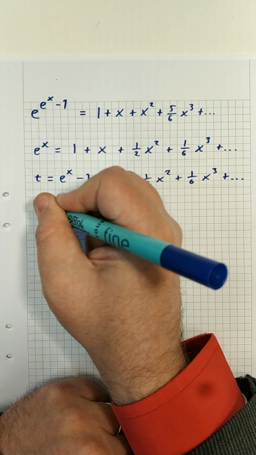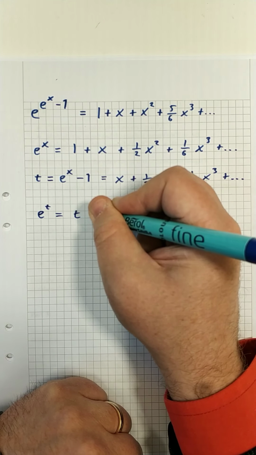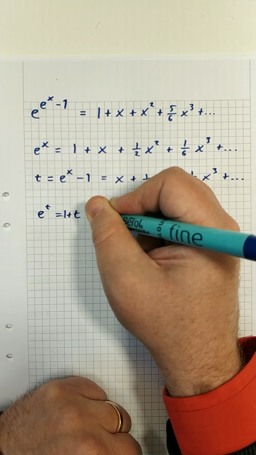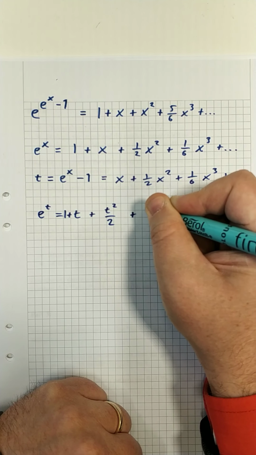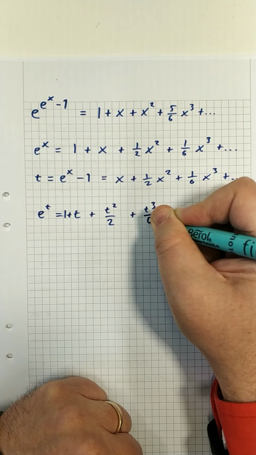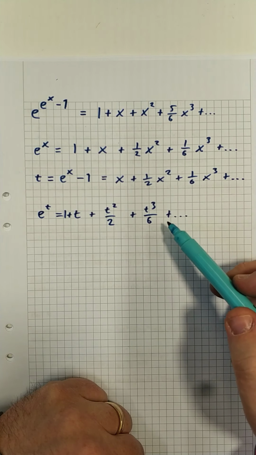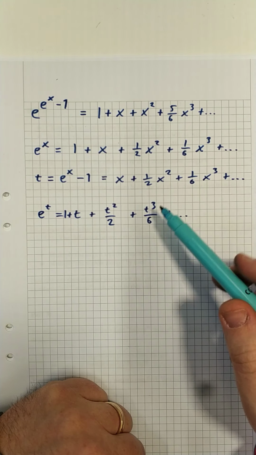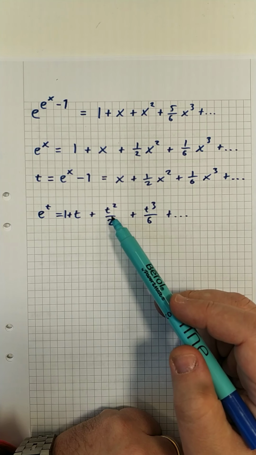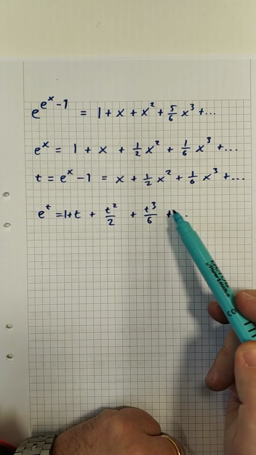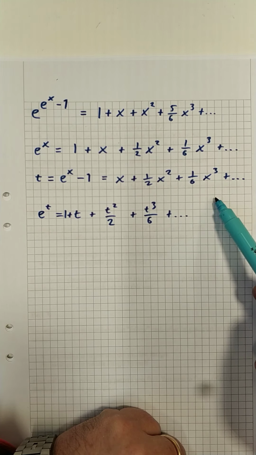So e to the power of t is what we're after, and is therefore, of course, 1 plus t plus 1 half t squared plus 1 over 6 t cubed and so on. And we need to put this somehow in terms of x. That would be okay if we knew what t and t squared and t cubed and so on were. But t is an infinite series, so how do we do that?